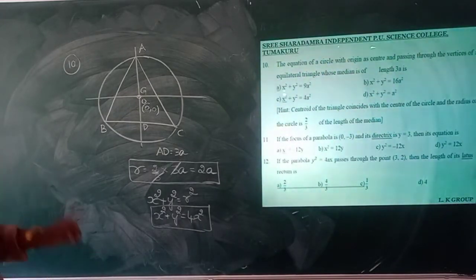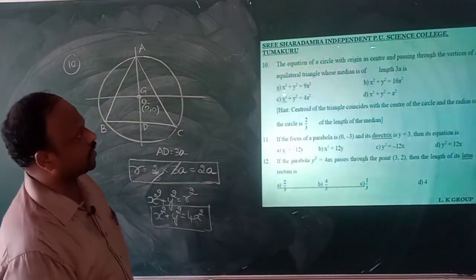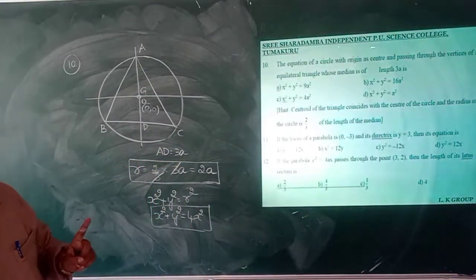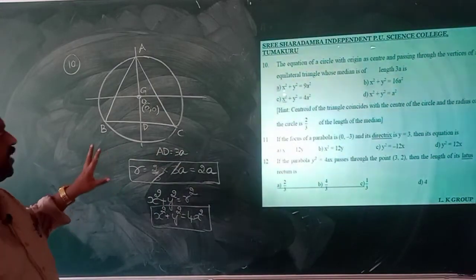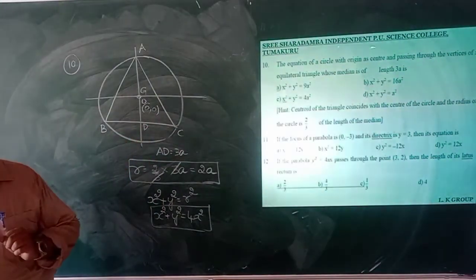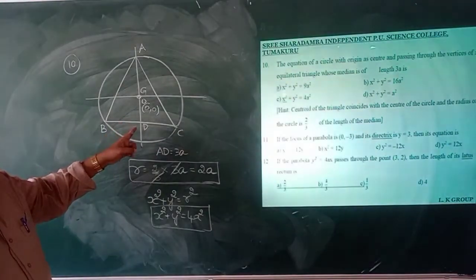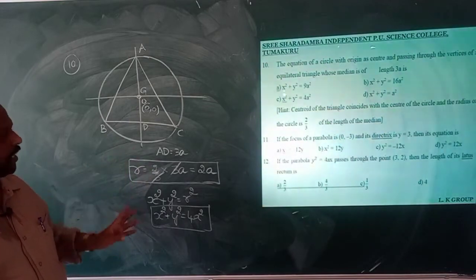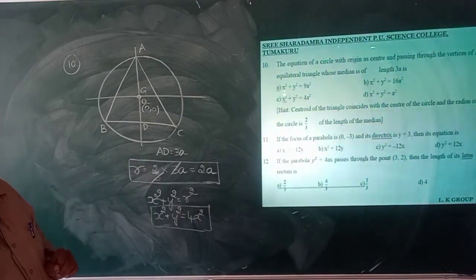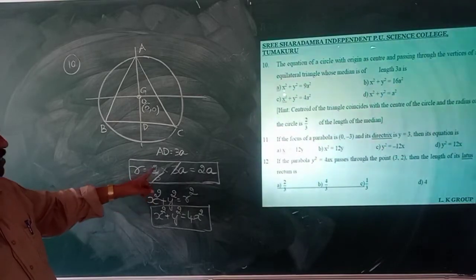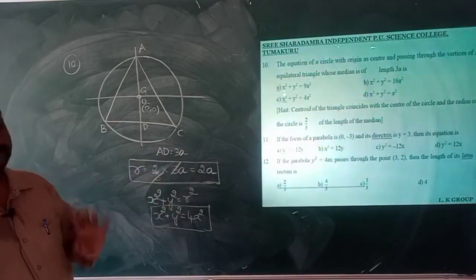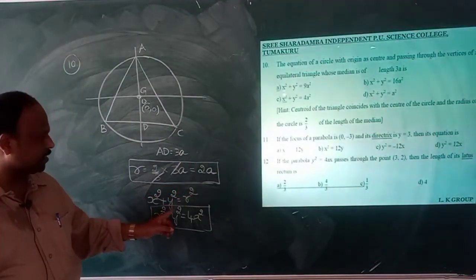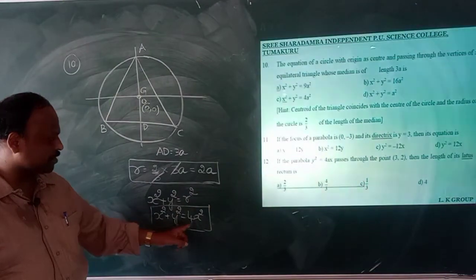So here I will repeat once again. Equation of circle having center origin and passing through the vertices of equilateral triangle. They have given equilateral triangle, the median of the triangle is 3a. They have given one hint, centroid coincides with center and radius is equal to 2/3 of the median, 2/3 of 3a, that is 2a. X square plus y square is equal to r square, x square plus y square is equal to 4a square.